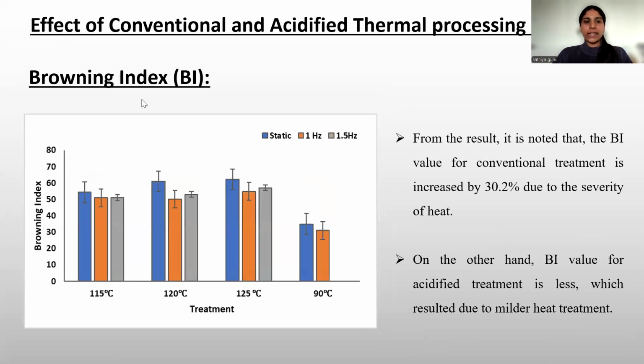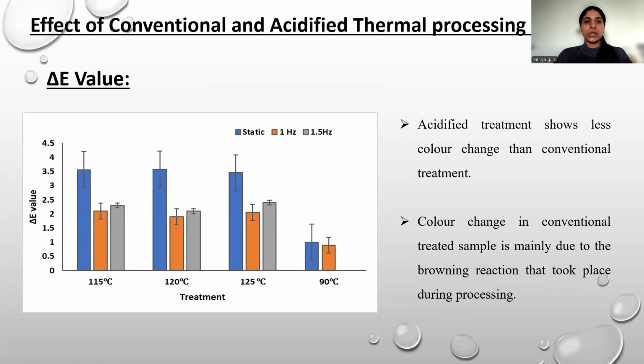In terms of browning index, due to higher temperature applied in conventional thermal processing, the trout has turned more brown, which is also related to higher color change. And in terms of acidified treatment, there is very little color change due to milder heat treatment.